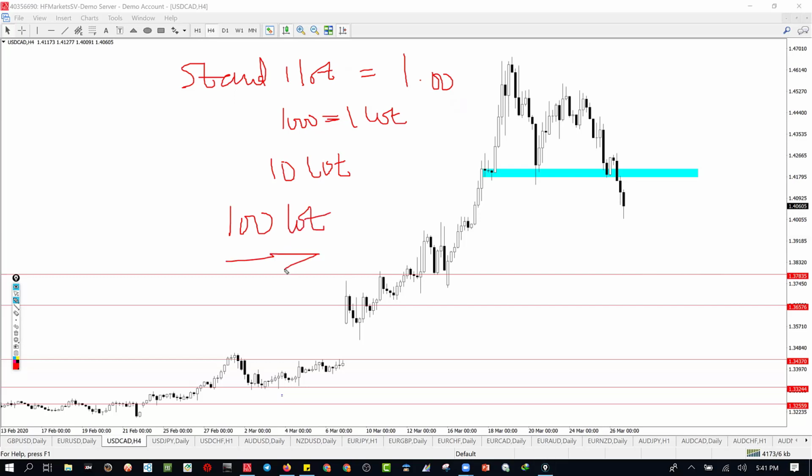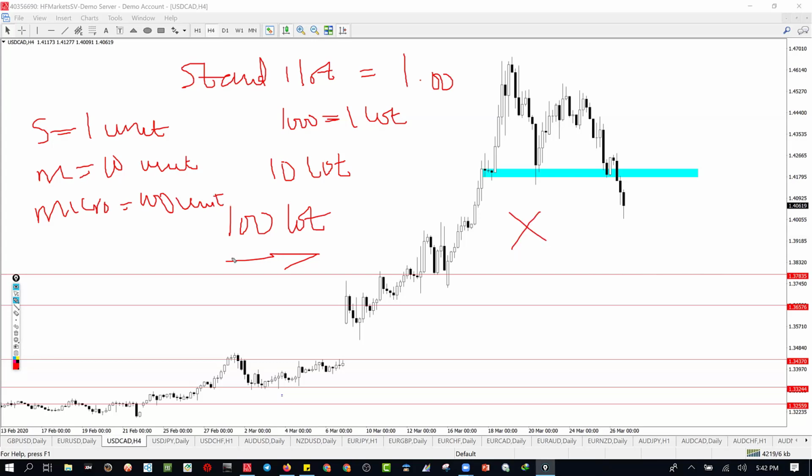So the difference is, a standard account has 1 unit, the mini account 10 units, while the micro account is 100. So you keep on multiplying your position size by the unit. If you are running a micro account, that will be times 100. If you are running a mini account, that will be times 10. If you are running a standard account, $1,000 simply means one lot.